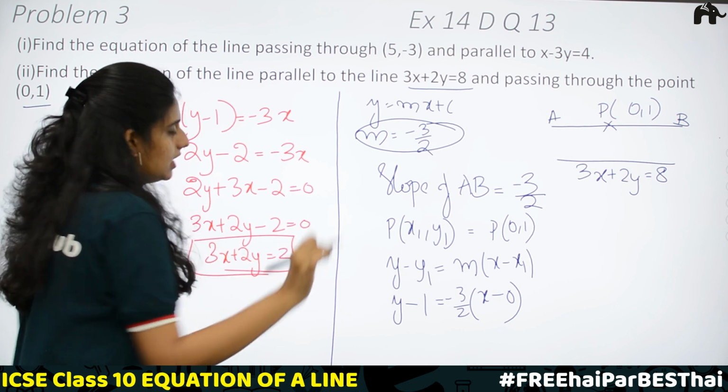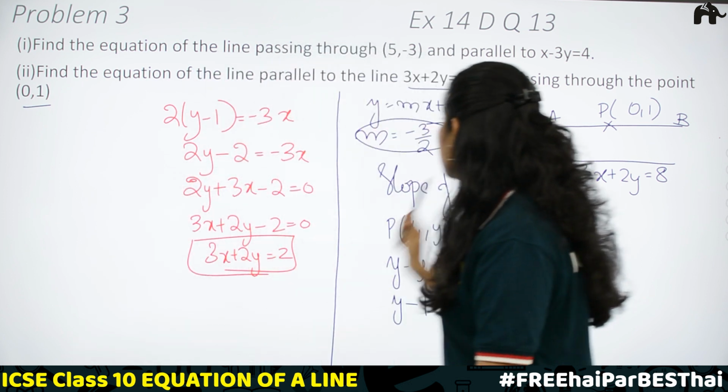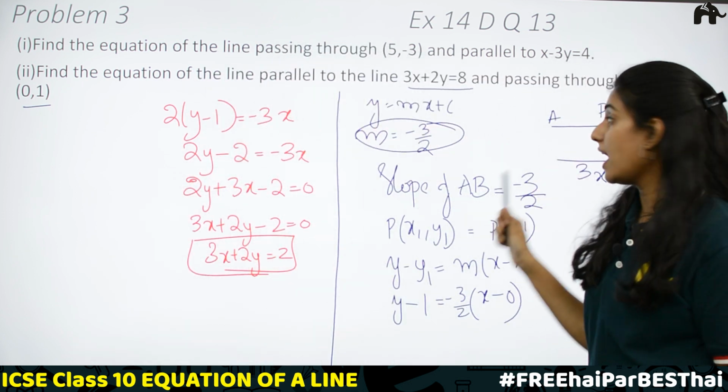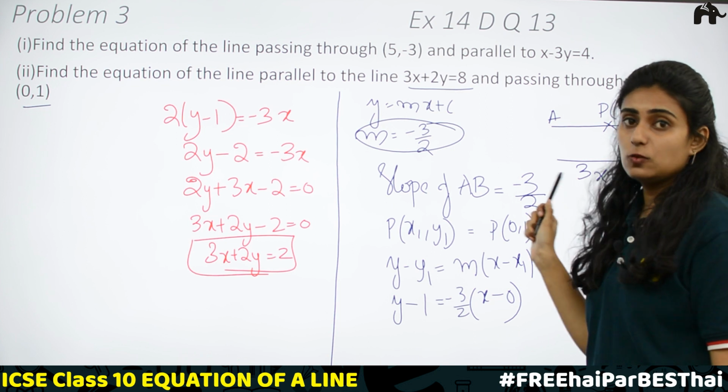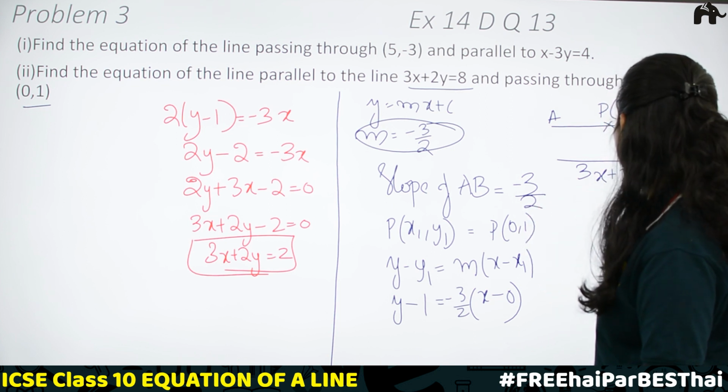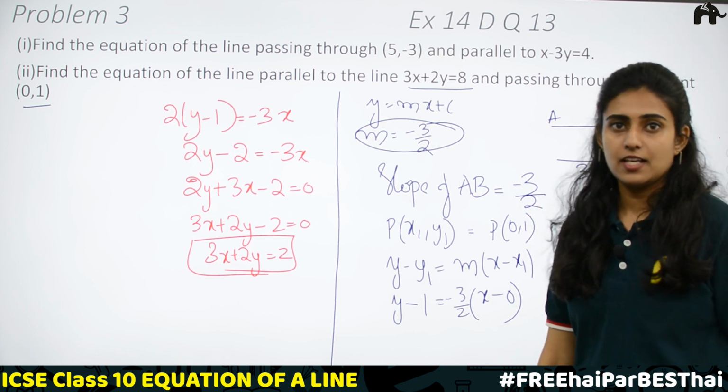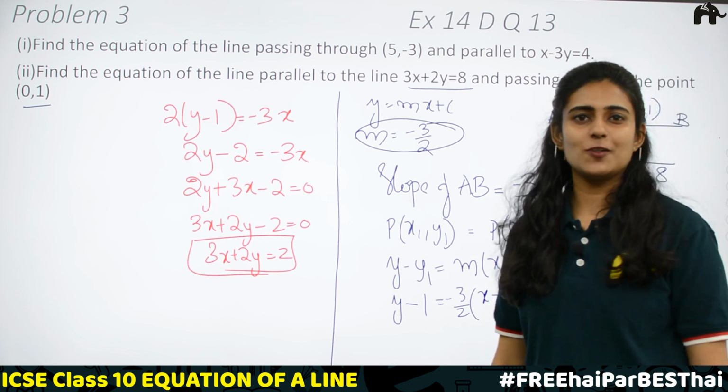These are the required equations of the line which passes through point (0, 1) and is parallel to the line 3x + 2y = 8. Understood this? Let's move on to the next problem.